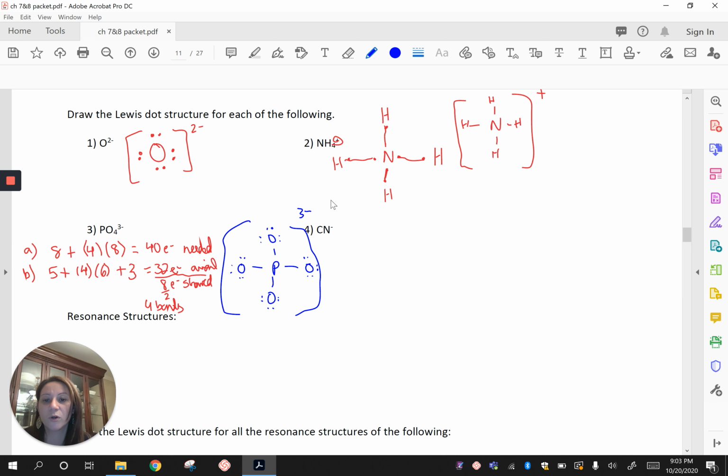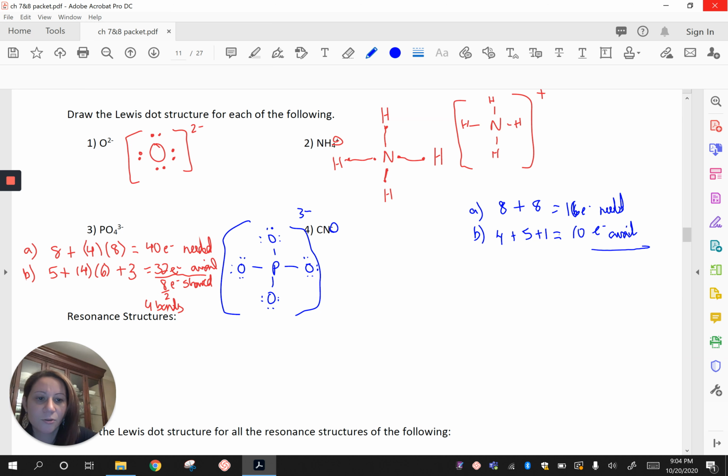Okay, let's try the math one more time for cyanide ion, CN minus. So for part A, we're going to count how many electrons are needed for them to be stable. So carbon would need 8, nitrogen would also need 8 for a total of 16 electrons needed. Next, we're going to count how many electrons are actually available. So carbon has 4 valence electrons, nitrogen has 5 valence electrons. Don't forget that negative here, which means that you have 1 more electron available for a total of 10 electrons available.